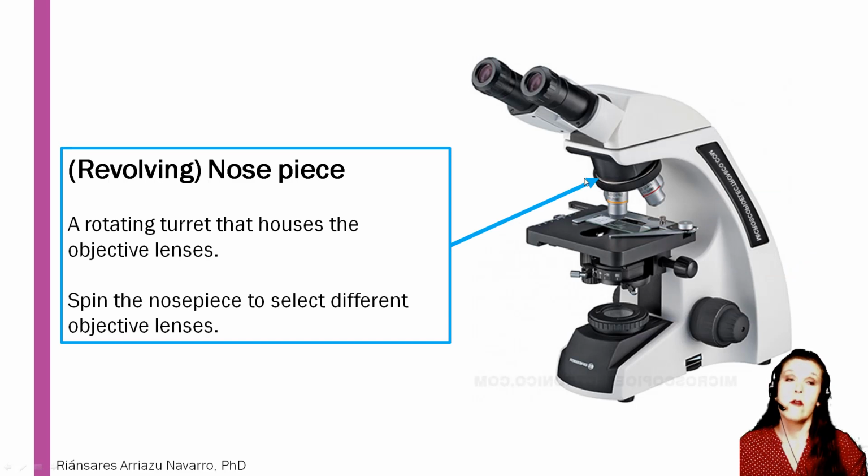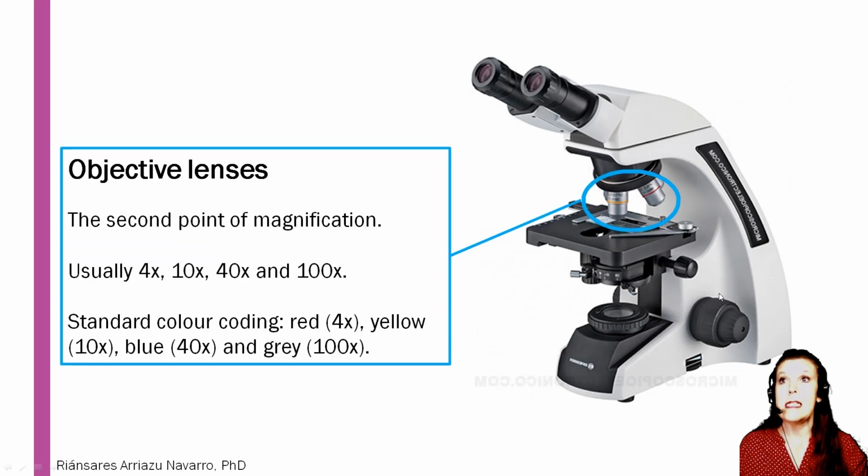The revolving nose piece, as I told you before, is where we are going to see the objectives. It's a rotating structure that spins when we want to change in order to get higher magnification. The objectives, very important, are the second point of magnification. Usually we are going to see 4 objectives in our microscopes: 4 times, 10 times, 40 times, and 100 times.